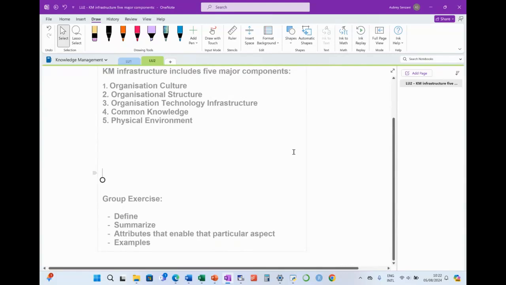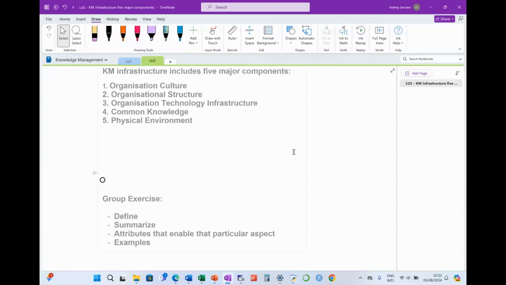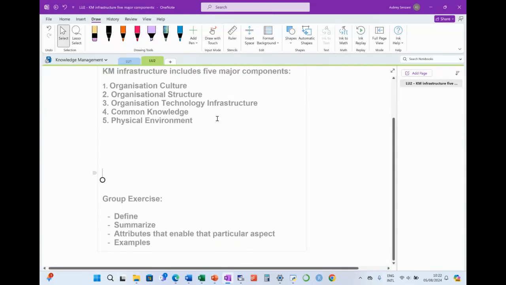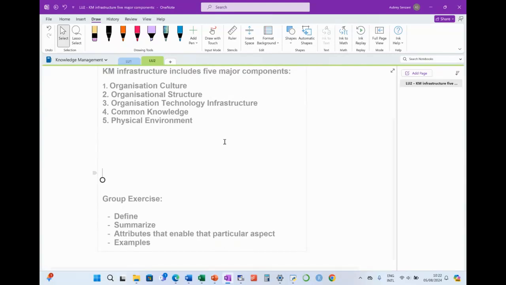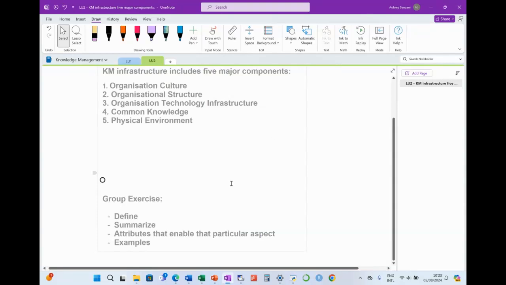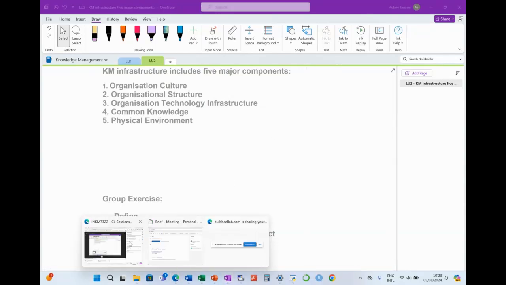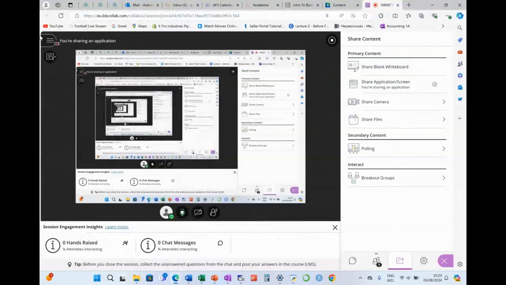So before we go on, what we're going to do is, your group, you'll do number 1 and 4, so organizational culture and common knowledge. And then your group, you'll do organizational structure and organizational technology infrastructure. Right. I'll leave this on the screen just as a reference point.